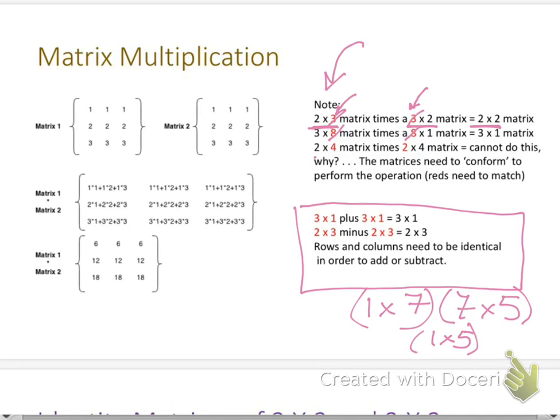Okay, how do we get this end result? When you multiply a matrix, if you're going to multiply matrix 1, which is right here, times matrix 2, this is what you do. Row times column. And then you would say 1 times 1, right there, plus 1 times 2, right there, plus 1 times 3, right there. That will give you the new A11, so the new element in the first row, first column.